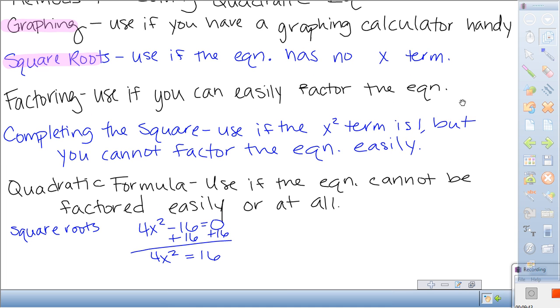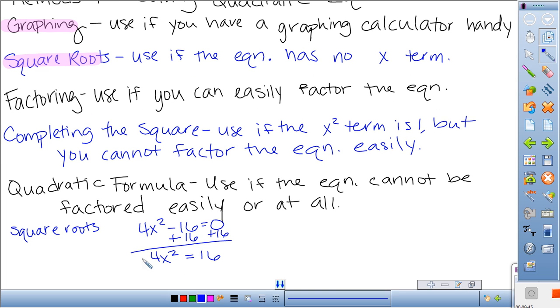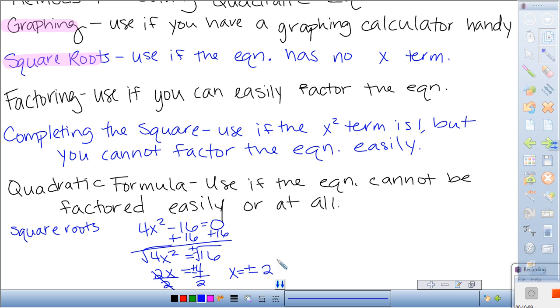And then square root both sides, or you could divide by 4, either way. Square root both sides so that you end up with the square root of 4 is 2, and the square root of x squared is x, equals the square root of 16 is 4. And then how do you get x alone? Divide by 2 on both sides. And x equals, let's see, this should have been plus or minus 16, so plus or minus 4, so you get plus or minus 2 as your answer.